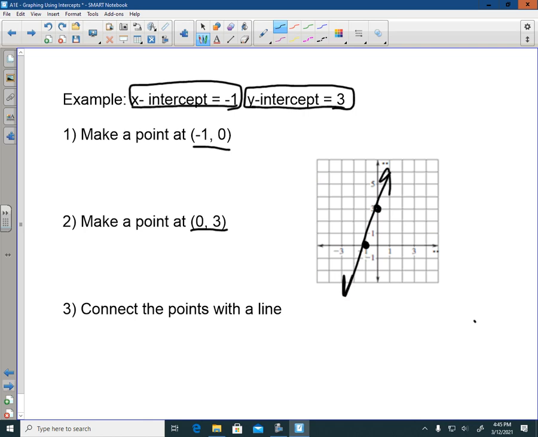There you go. And that is done. A lot better than making a table, isn't it? So you put the point in the right spot, and you connect them with a line. Done.